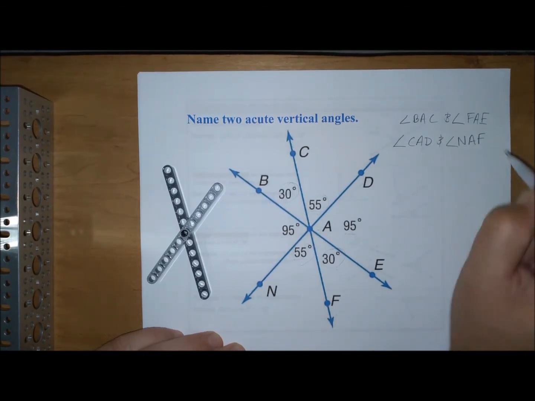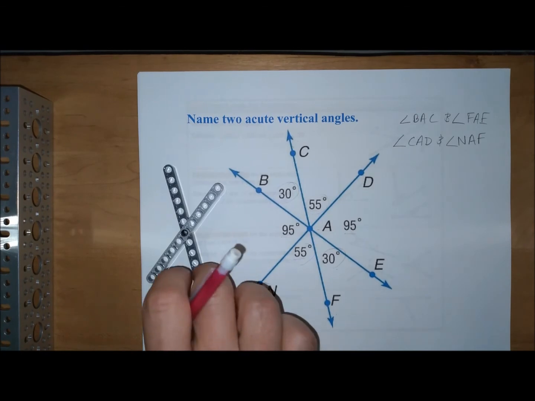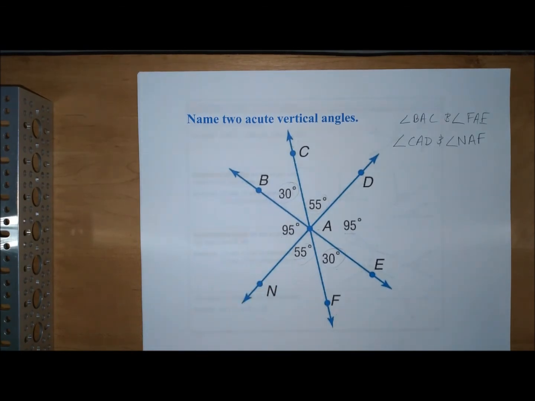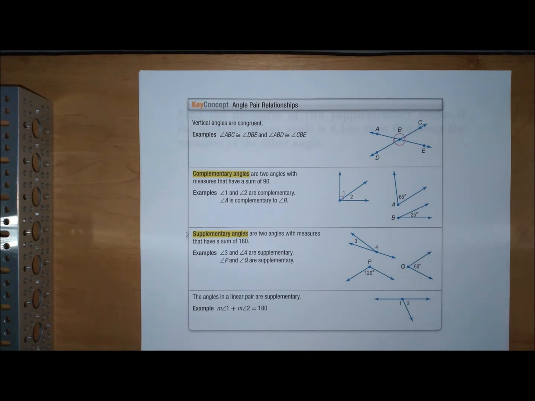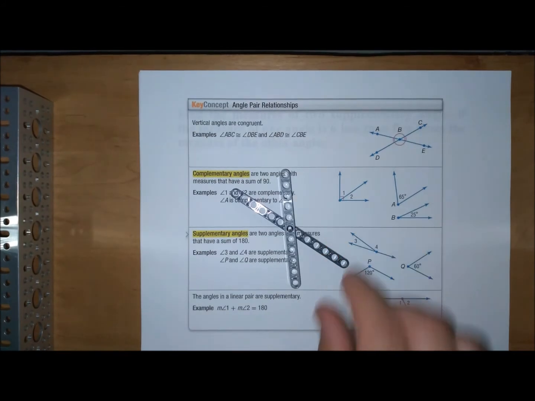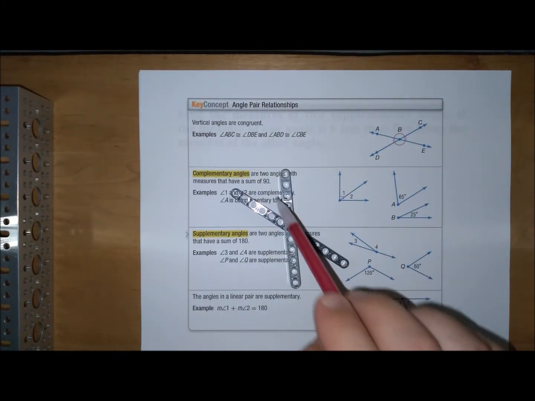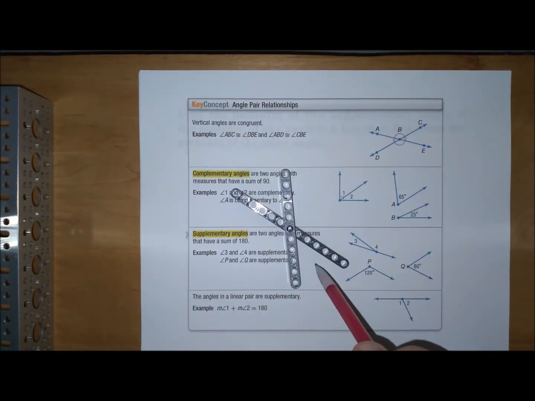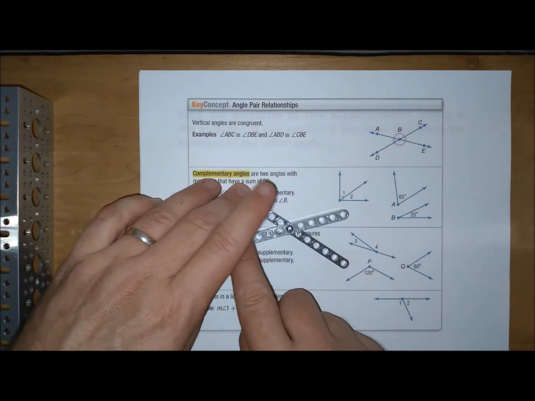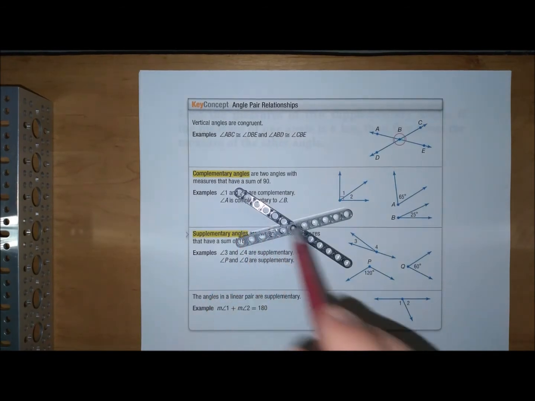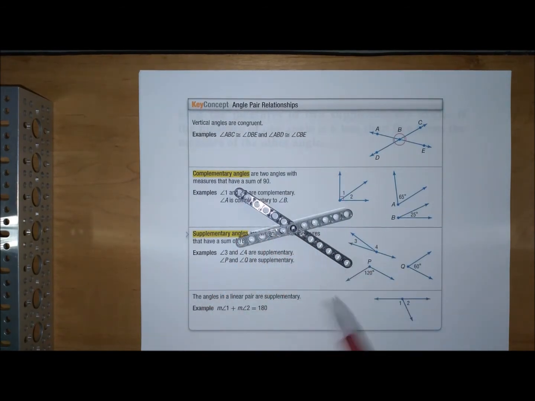Those are two answers that would satisfy that condition, two acute vertical angles. All right, we're going to define some more of those vocabulary terms here in this key concept showing these angle pair relationships. As I already let the cat out of the bag, I already told you all vertical angles are congruent, okay? So that angle is always congruent to this angle. This angle is always congruent to that angle, no matter how I move or change that about. The vertical angles are always congruent to one another.